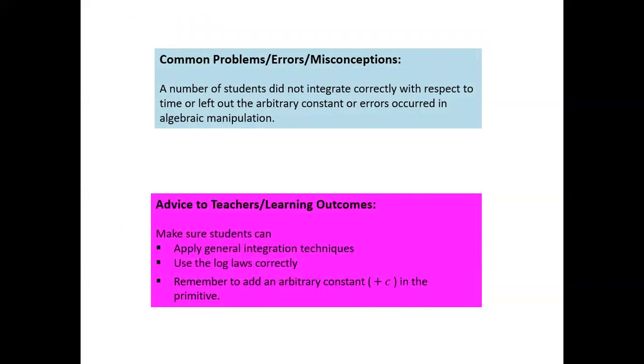So the advice is students actually need to make sure they know the general integration techniques. Also use the log laws correctly. And don't forget, it's an indefinite integral. Don't forget to add c and find c.